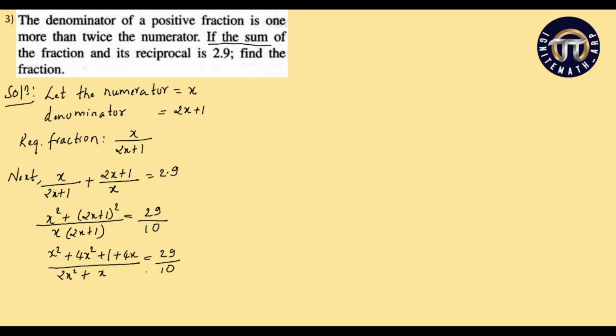Clear, children? So I simplify it by grouping up the like terms. So 4x square plus x square, I can write as 5x square plus 4x plus 1, divided by 2x square plus x, is equal to 29 by 10. Clear, children? So when I cross multiply, 10 into (5x square plus 4x plus 1) is equal to 29 into (2x square plus x). Right.